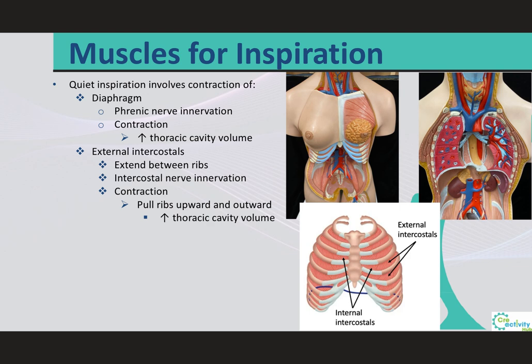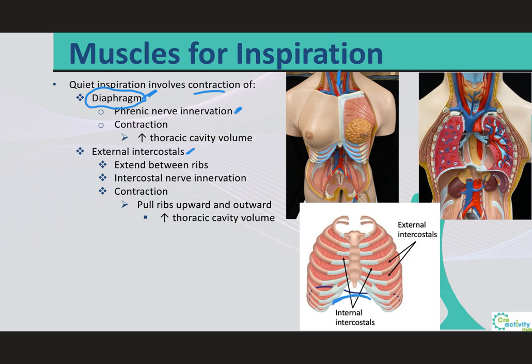And the first step in expanding the lungs during normal quiet inspiration actually involves the contraction of the main muscles for inspiration, which are two: the diaphragm and the external intercostals. The most important muscle of inspiration is going to be the diaphragm. It is innervated by fibers of the phrenic nerve, which originates in the cervical plexus, and contraction of the diaphragm causes it to flatten, lowering the dome.